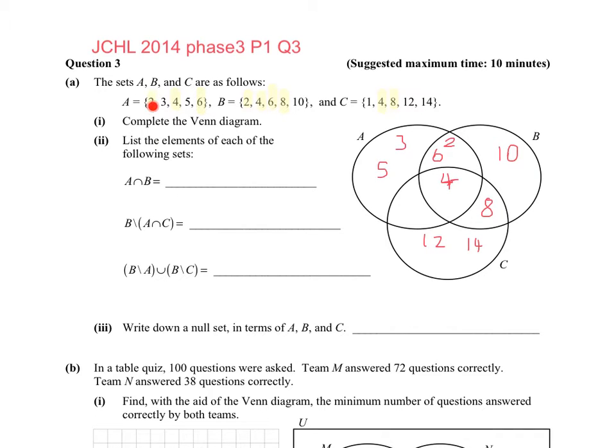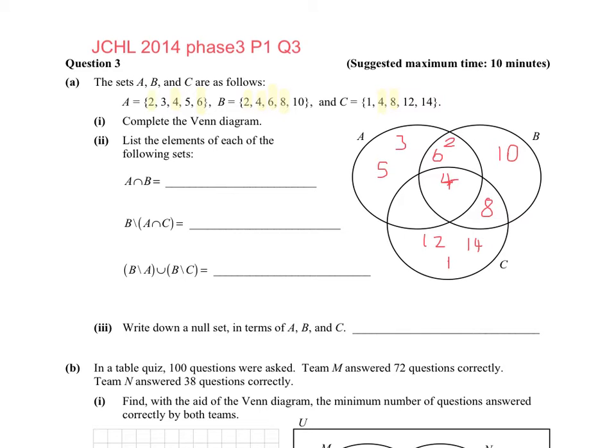And it's worthwhile just checking. So A, do we have all those elements inside A? 2, 3, 4, 5, 6, we do. Do we have all these elements, which are all the even numbers, 2, 4, 6, 8, 10 in B? 2, 4, 6, 8, 10, yes. And in C, do we have all these numbers, 1, 4, 8, 12 and 14? Okay, hang on, I missed off the 1. It's good that we noticed that. Okay, 1 is also in C only, and we now have 1, 4, 8, 12 and 14.